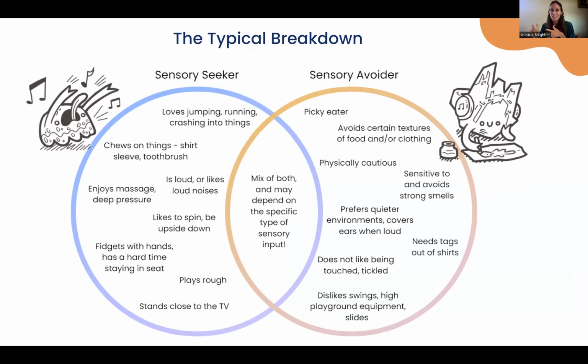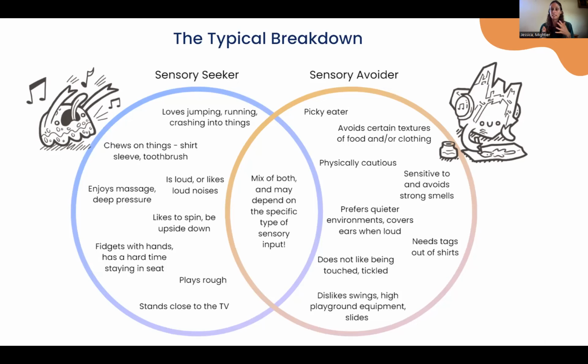They are loud or they like loud noises, right? They like having that auditory input. They really might like deep pressure, massage. They like to spin, be upside down. They might be fidgeting with their hands a lot or have a hard time sitting still, right?